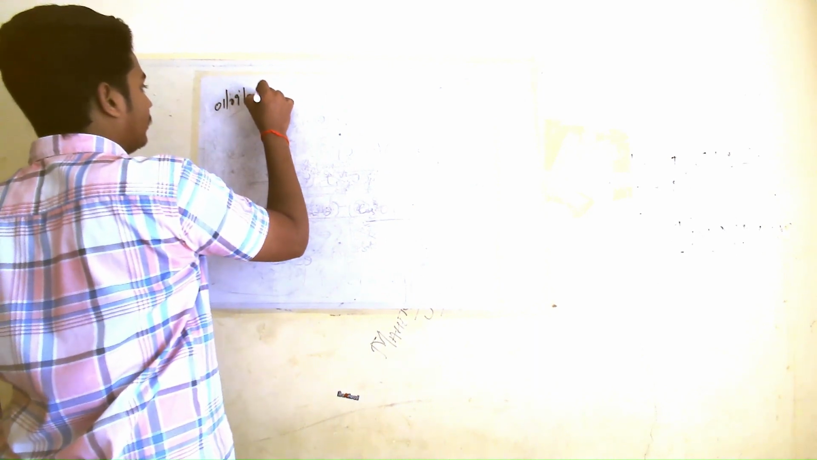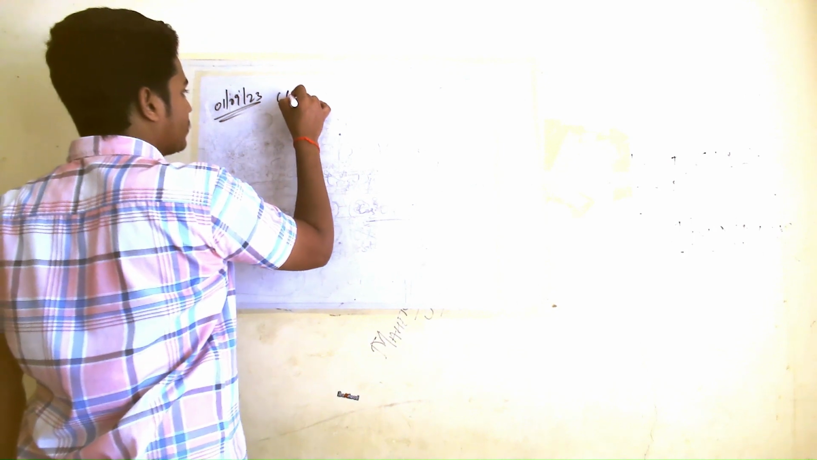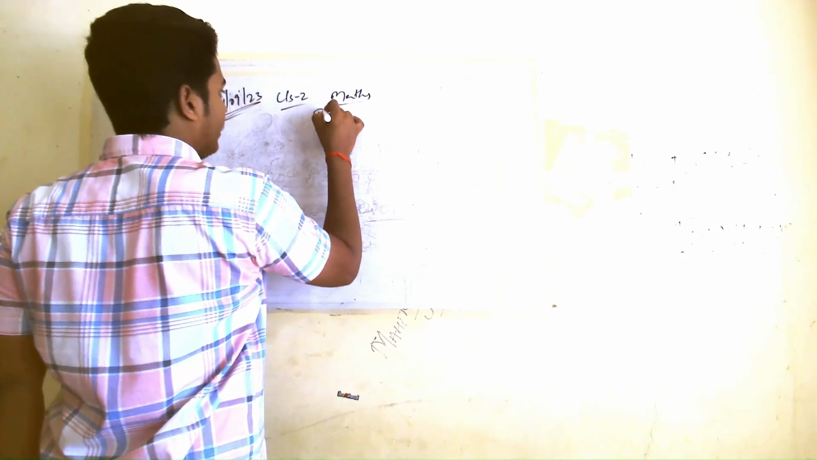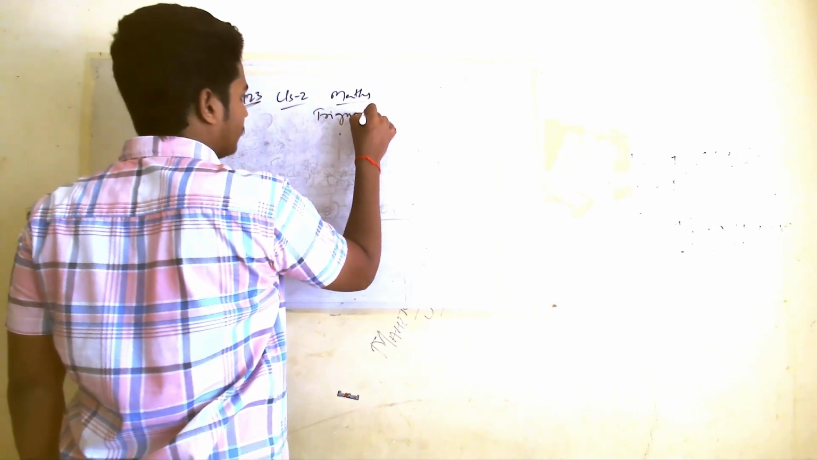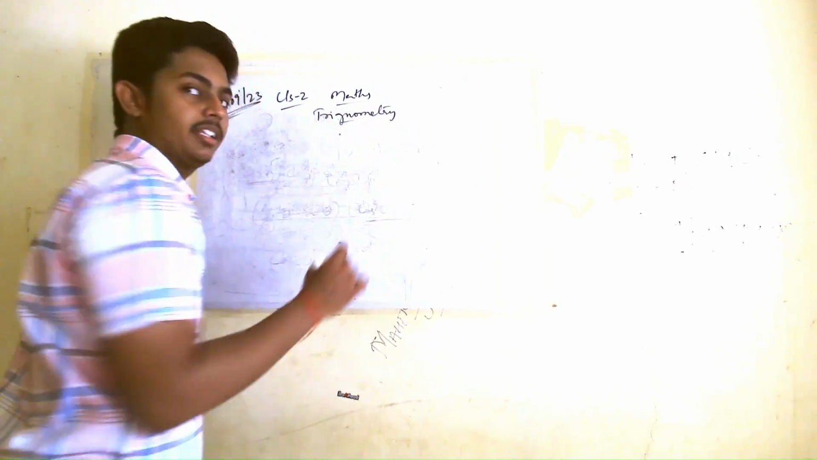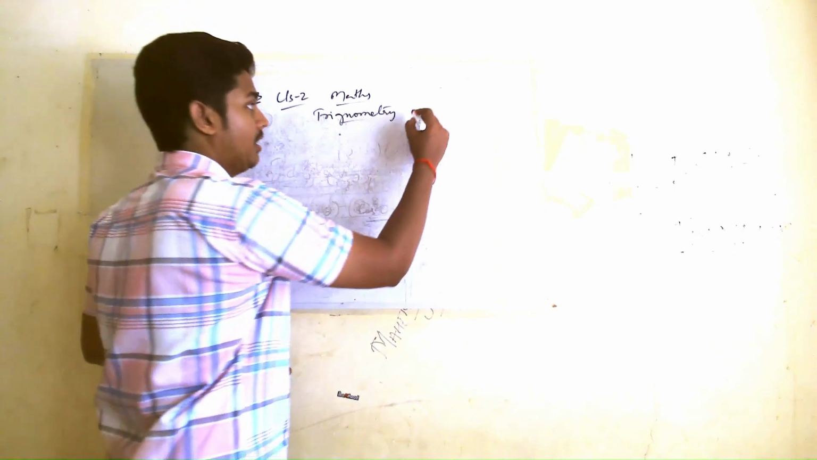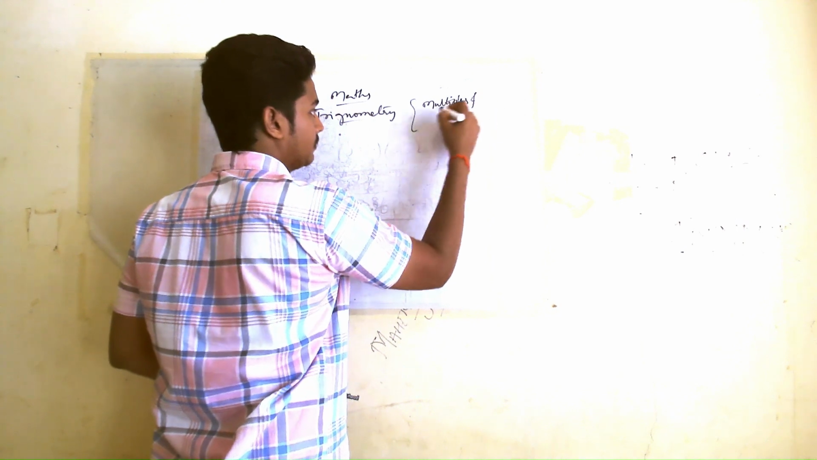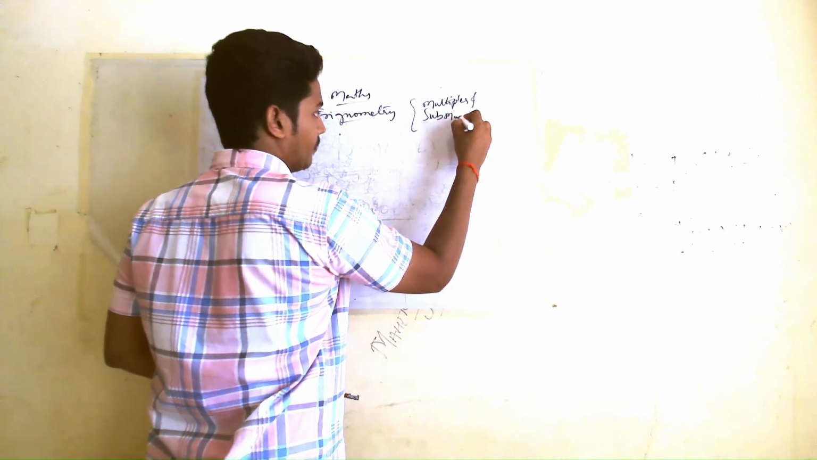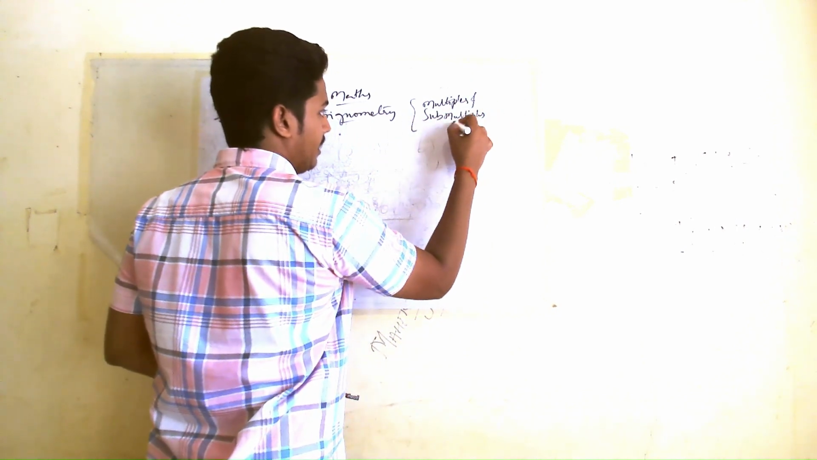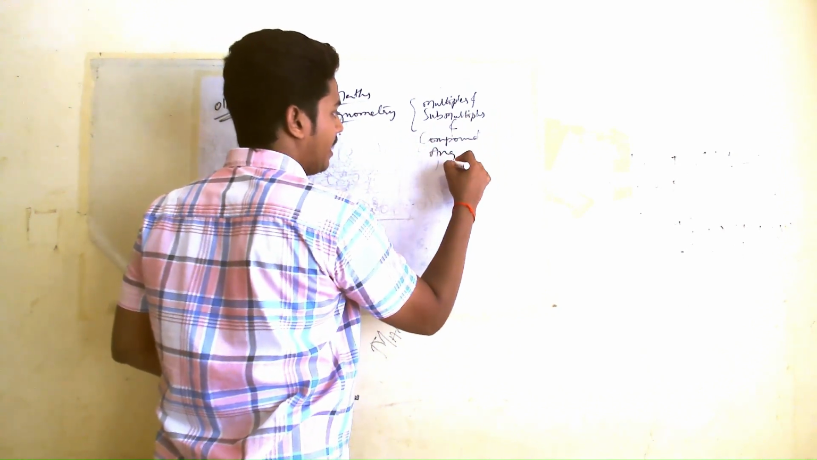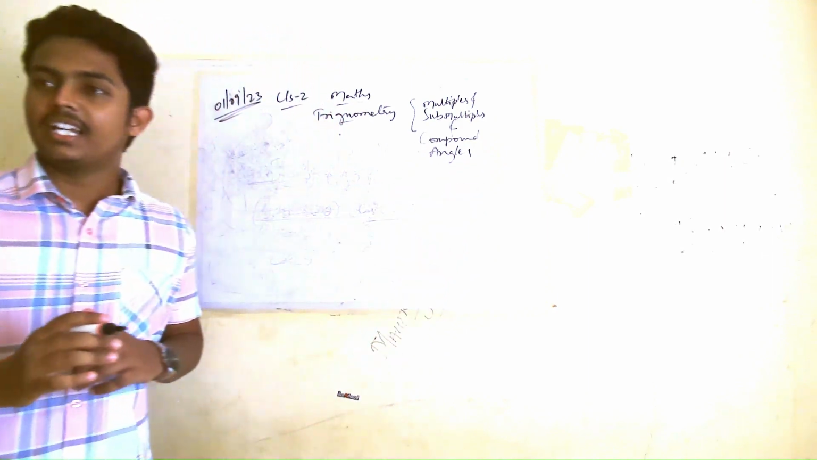Let's put our date, it's 1st September. Class 2, maths, and based mostly on trigonometry. In trigonometry, sums are basically from multiples and submultiples, and also compound angles. I hope my handwriting is legible and clearly visible to you.